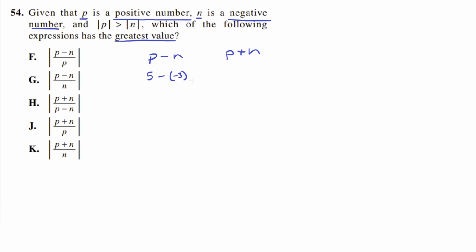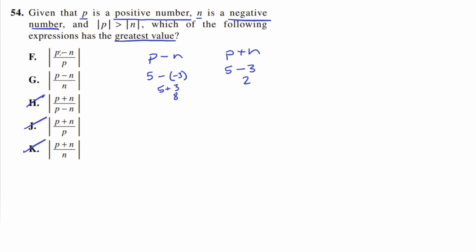When we subtract a negative number, the signs cancel out and it's actually positive. So we'll be left with 5 plus 3, whereas if we were just adding a negative number to a positive number, we would be making the number smaller. So 5 minus 3 is 2 and 5 plus 3 is 8. So that means we can rule out the answer choices that have p plus n, because that will always be smaller than p minus n. So we can rule out these three.